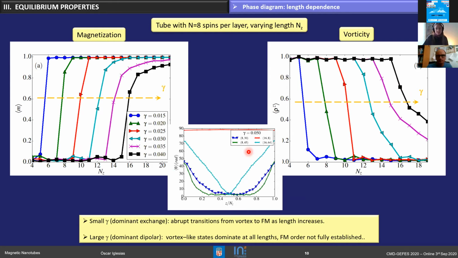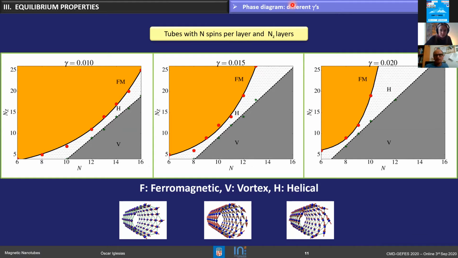So picking up all these results, we can build phase diagrams for different values of the dipolar coupling to exchange parameter. And we are able to determine the different regions of lengths and radius of the tubes for which the ferromagnetic, vortex and helicoidal intermediate states, metastable states, can be formed. And we see that as we increase the dipolar interaction, the vortex are favored, whereas when ferromagnetism dominates, this area extends to much wider areas of the phase diagram. And in between, there's an area for all lengths and diameters of the tube in which these helicoidal states are stable. These are finite tubes.